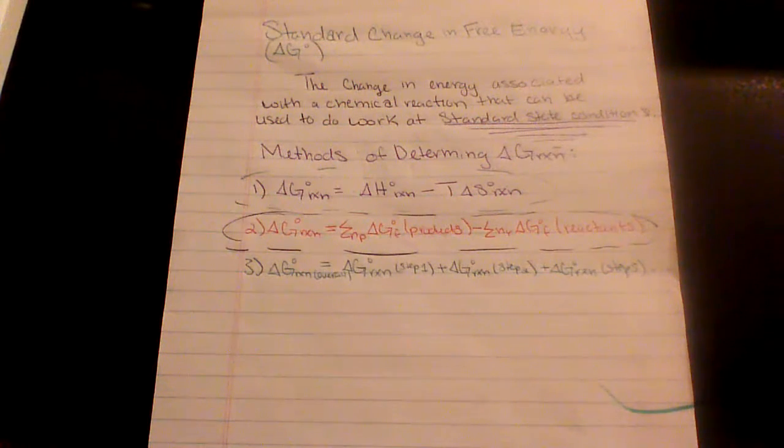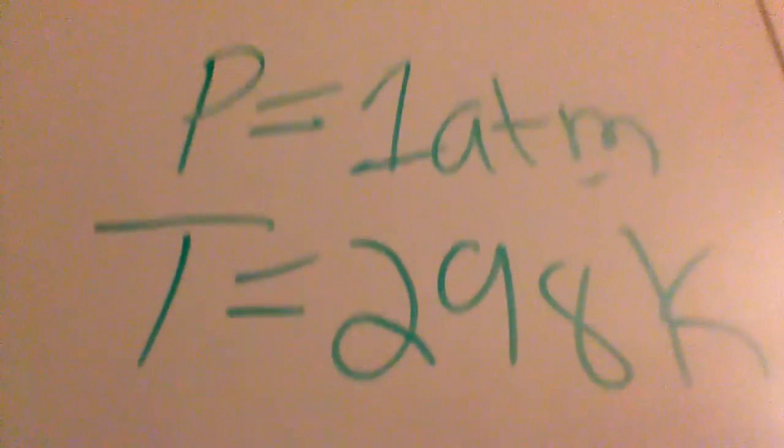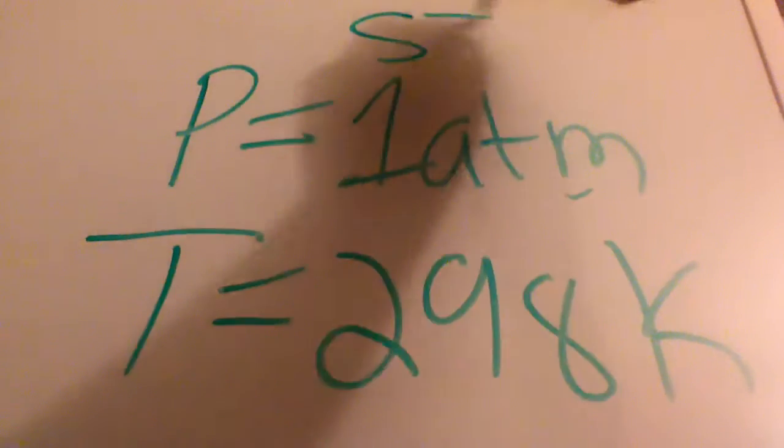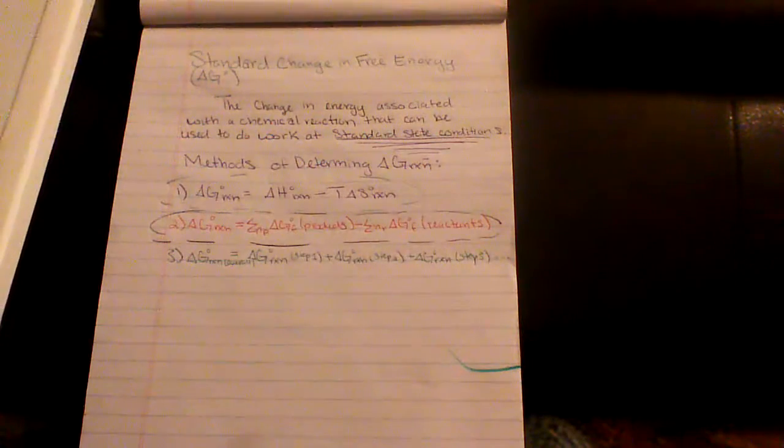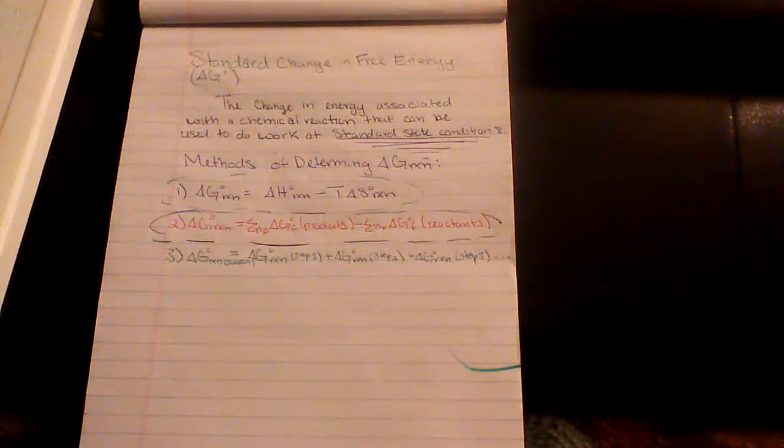When we talk about standard state conditions, we're referring to when P is equal to 1 atm and temperature is equal to 298 Kelvin. These are your standards. But in most cases, reactions do not take place under standard conditions. They're very far off from standard.